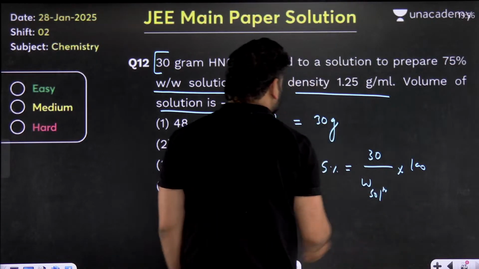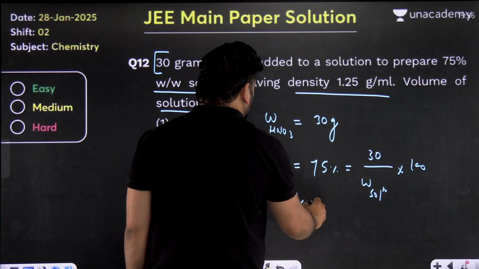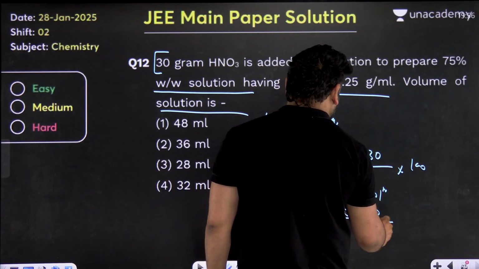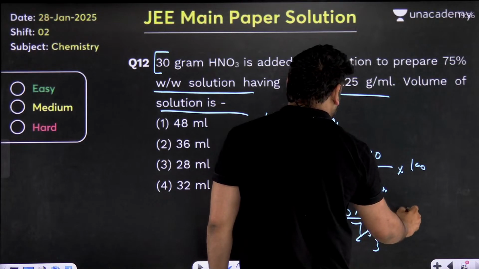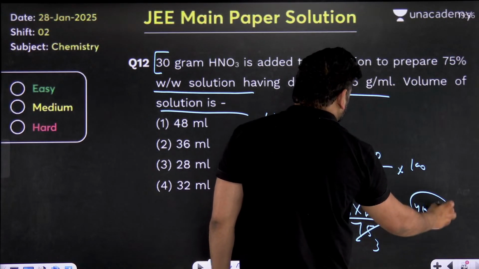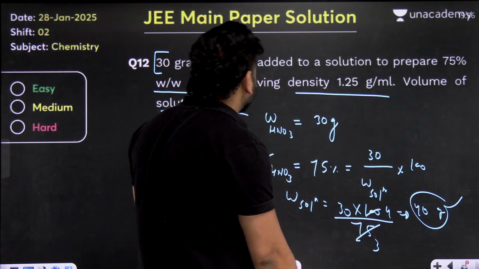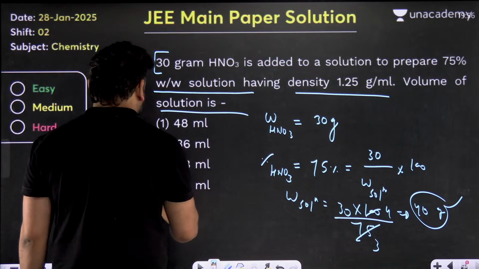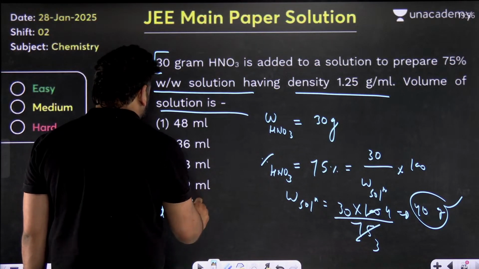So that is the percentage we got. So the mass of the solution will be how much? 30 into 100 divided by 75. This is 3, this is 4. So it will be 40 grams. So 40 gram is our solution. Now what we have to do is, we already know the density, in gram per mL. You can find out the volume. So what is density? Mass per unit volume.